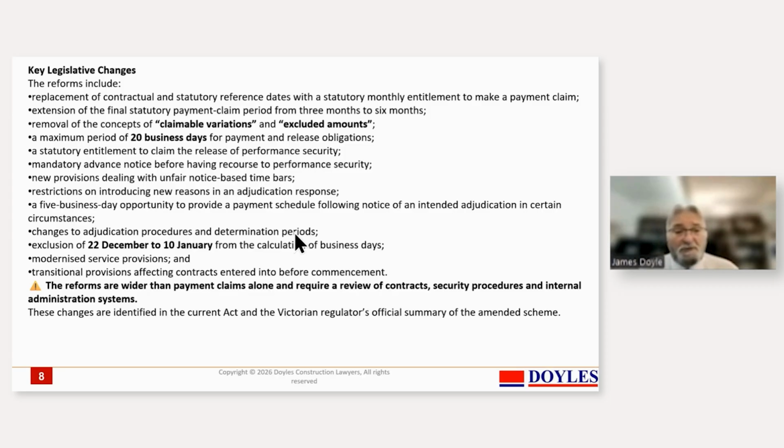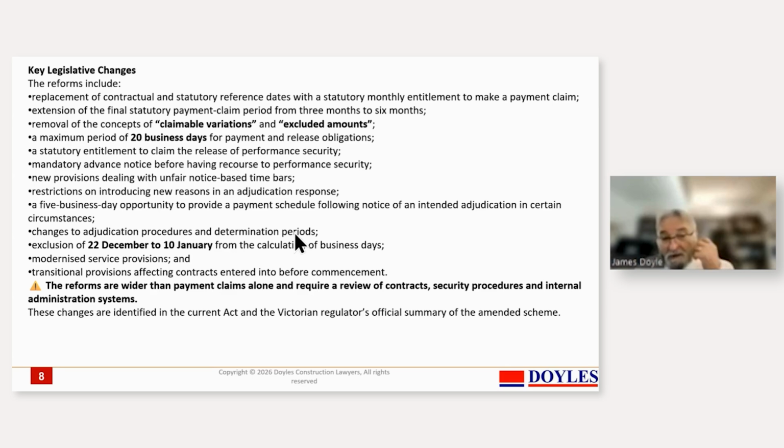There's new provisions dealing with unfair notice-based time bars, so that's a great benefit. If there is an unfair notice provision, you've got a chance to upset it and avoid it. But one has to remember as a contractor that it takes a fraction of the cost to comply with the time bar as it does to upset a time bar.